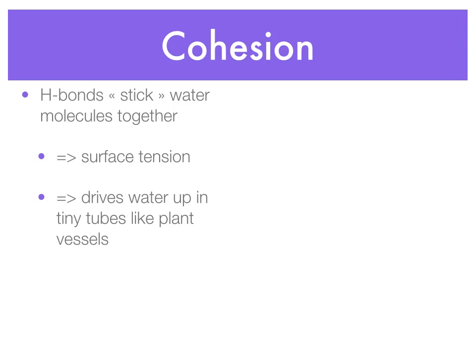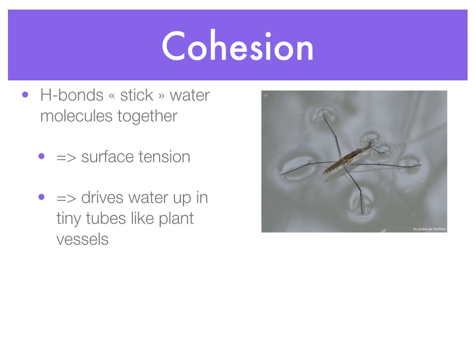The next property is a property of cohesion, and it comes from the presence of hydrogen bonds between water molecules, and the fact that these hydrogen bonds will stick water molecules together. So the first thing that is very important for living organisms is that it gives water a certain level of tension at its surface that allows some animals or insects or even plants to stay at the surface of water without drowning. Okay, so here is shown a little insect.